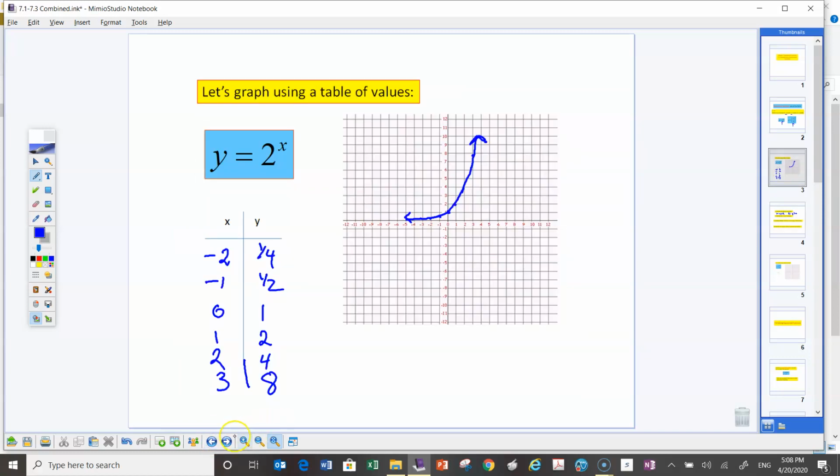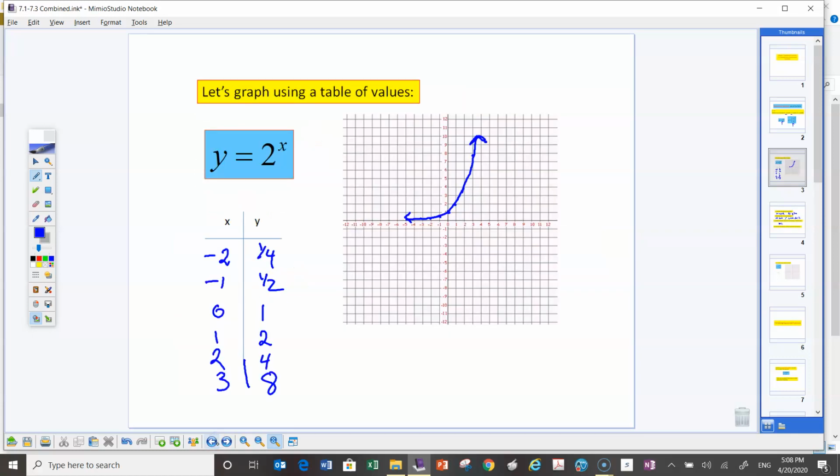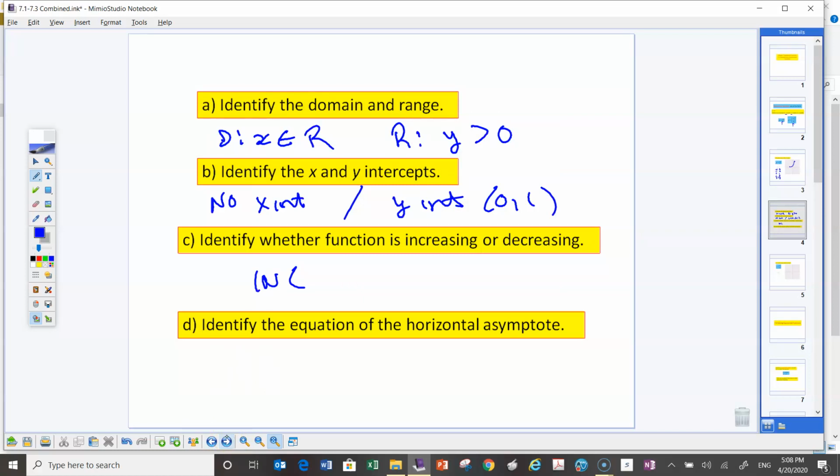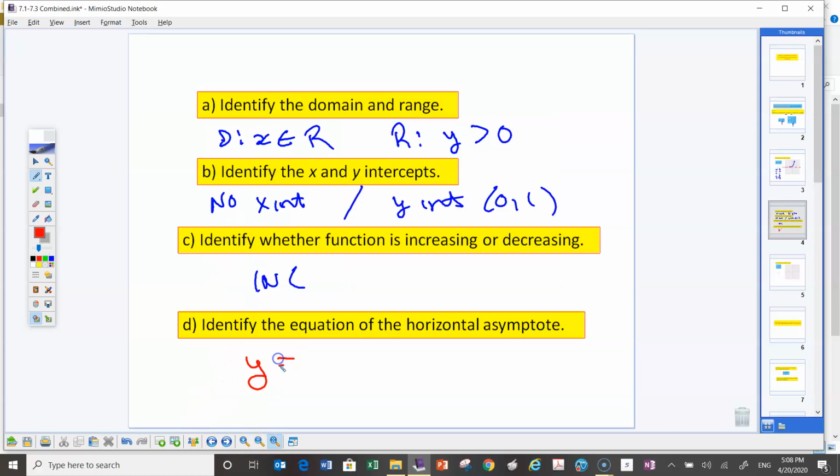As far as x and y intercepts, there are no x-intercepts because the graph does not cross the x-axis. And for the y-intercept, we had one y-intercept at 0, 1. This function is increasing because if we look at it from left to right, it's going uphill, it's rising. And the equation of the horizontal asymptote, well, I do have a horizontal asymptote right here. So the equation of the x-axis is the line y equals 0.